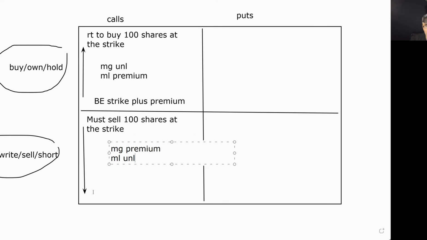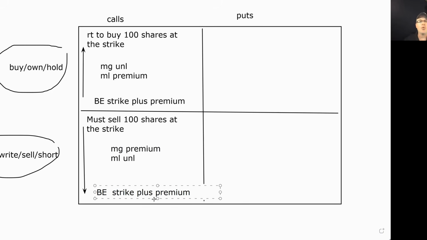But so break even must be what? Oh, strike plus premium. Interesting that it's the same. So wow, I could have just written that once, huh? So when you buy a call or you sell a call, it's strike plus premium for the break even. Remember, break even is where you have no gain, no loss.